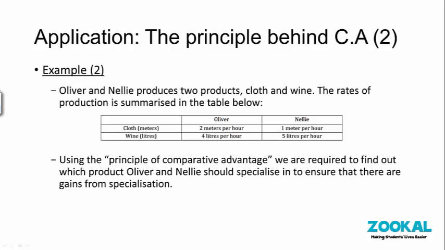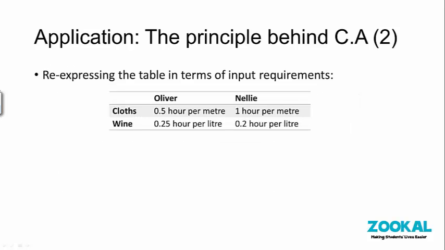Now moving on to example 2, Oliver and Nellie produce two products, cloth and wine. The rates of production can be seen in the table shown right there. So the question here is asking for which product Oliver and Nellie should specialize in. To find out, we need to calculate the opportunity costs in order to determine where the comparative advantage lies. Now to do this, we have to re-express the table in terms of our input requirements. We didn't actually have to, but usually it is easier to calculate your opportunity costs using input methods. So we'll just do that for this case.